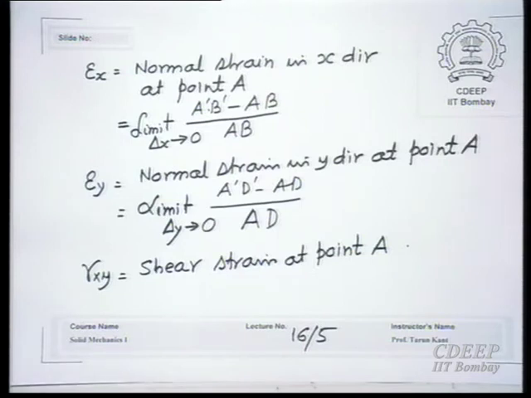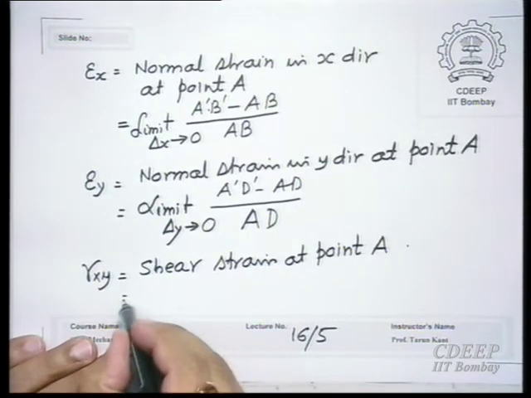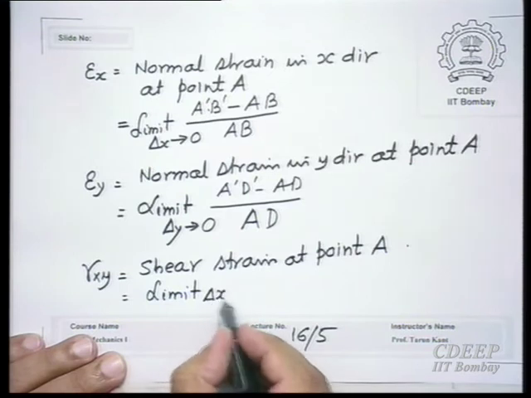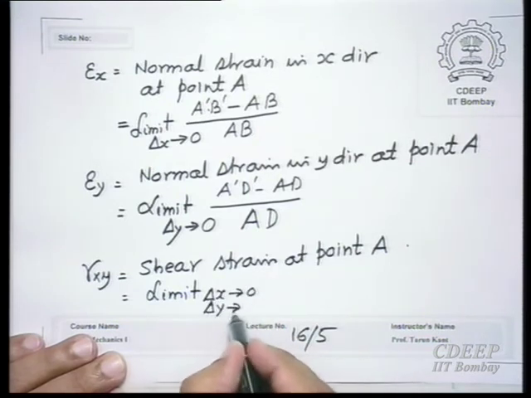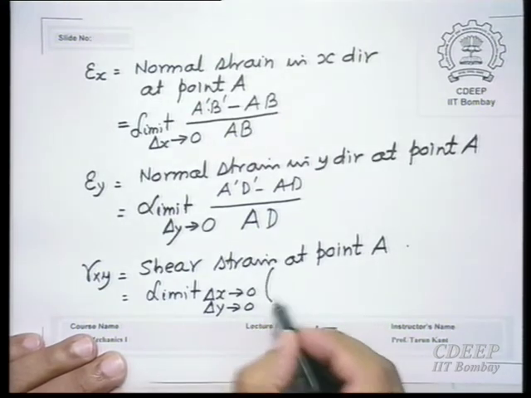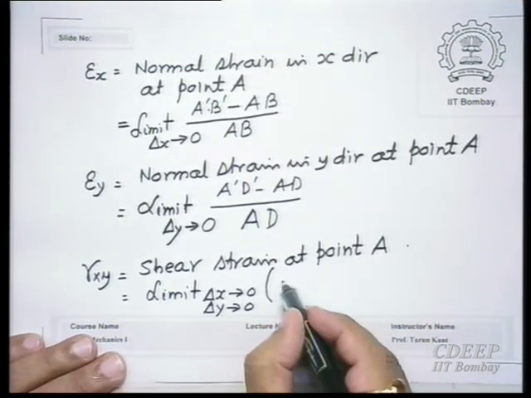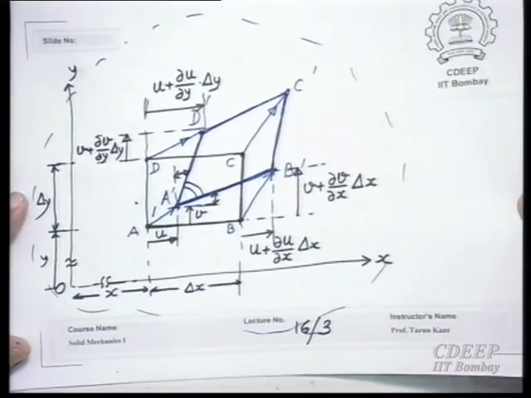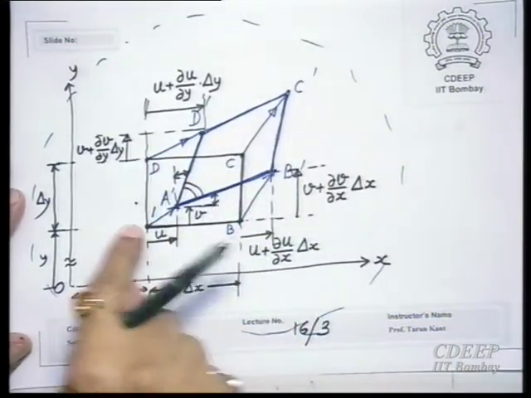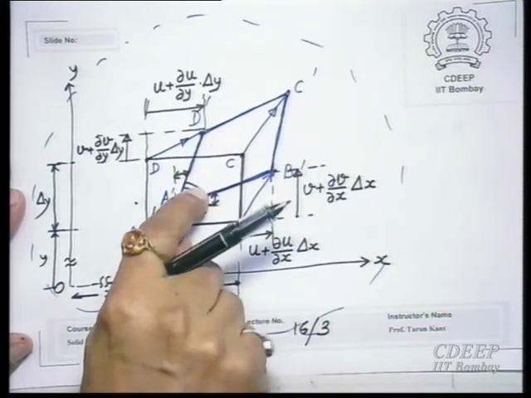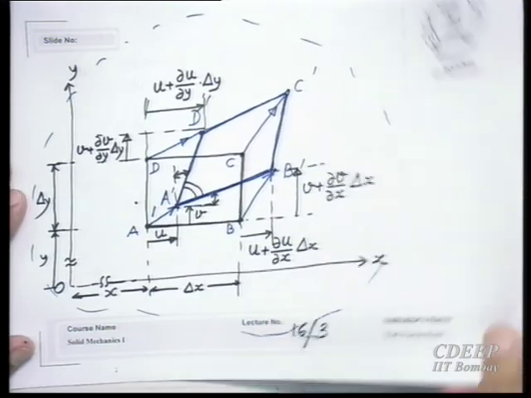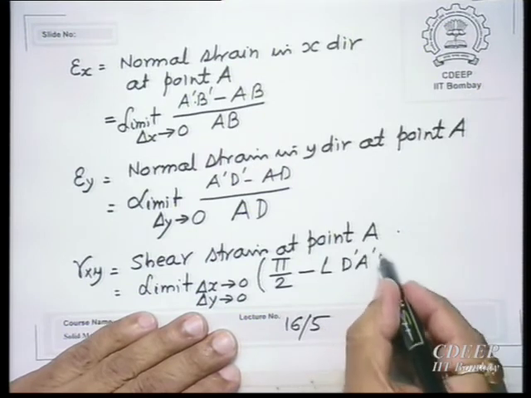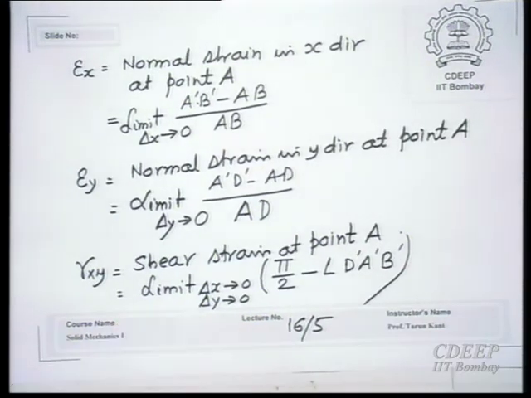Shear strain will be, again, the limit as delta x tends to 0 and delta y tends to 0, of the original angle pi by 2, minus the angle d dash a dash b dash. So this is the physics.